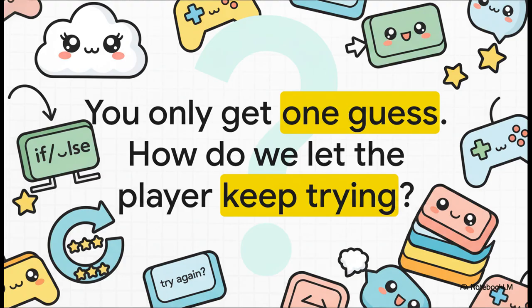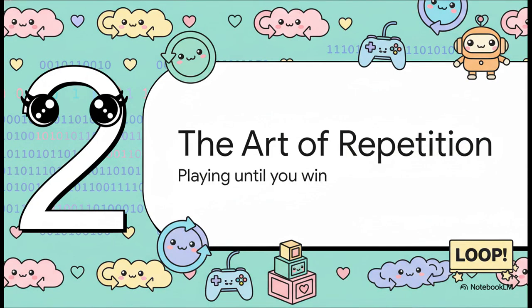You make one guess and the program just ends. So how do we fix that? How do we give the player a chance to actually use that awesome new feedback and guess again? So how do we let the player keep guessing? Well, the answer is repetition. We need to teach our program how to loop, how to repeat the game's logic over and over until the player finally wins. Let's dig in.